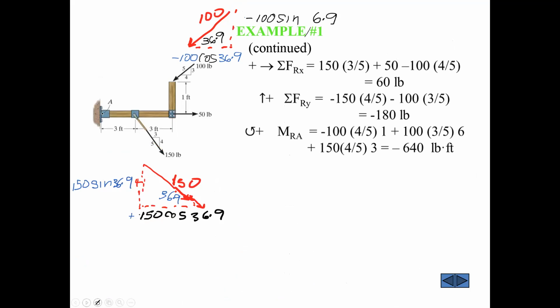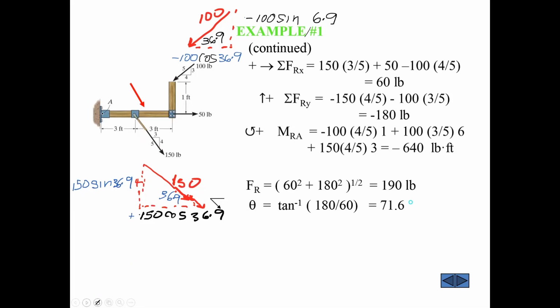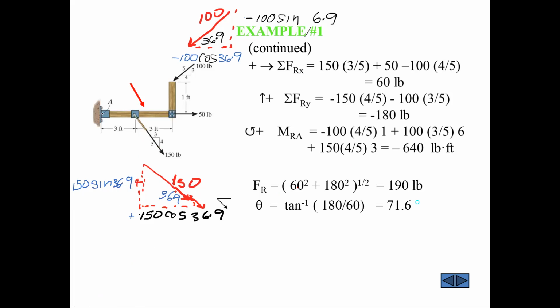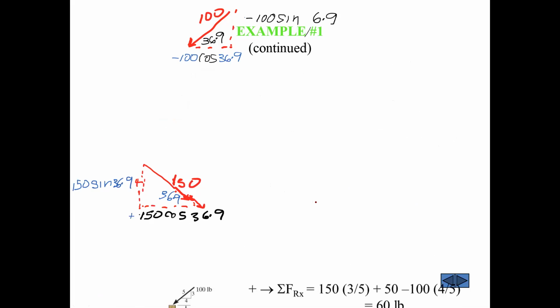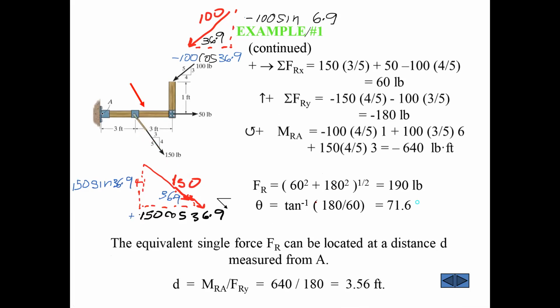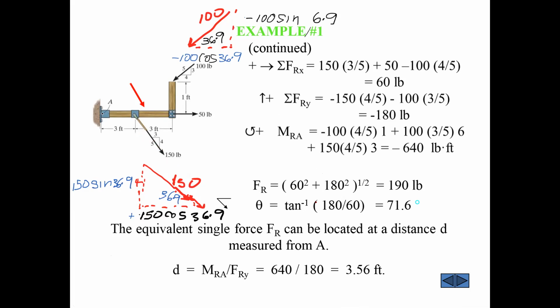Now, all right, now that we have found those, we simply can go ahead and find FR, which is what, say, square the 60 plus the 180, I get 190. Simple, all right? So you get 190. Now, what about the angle? The angle again, I'll show you how you find the angle. The angle comes down, right?